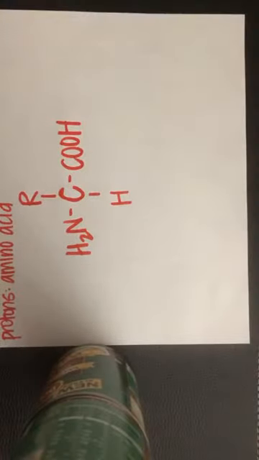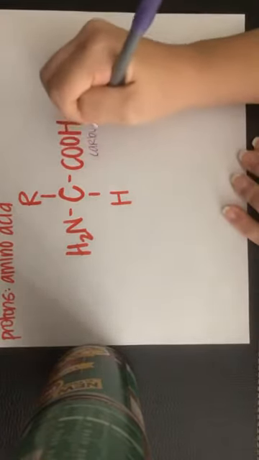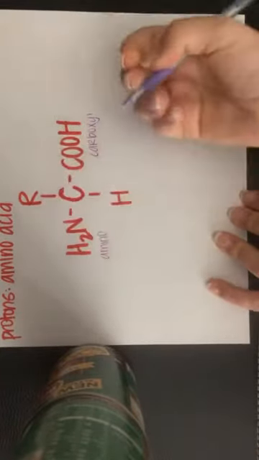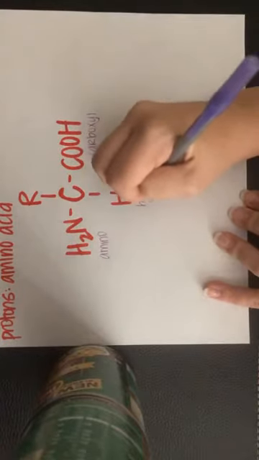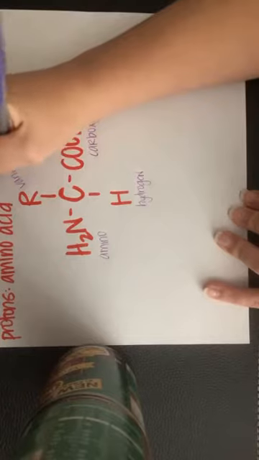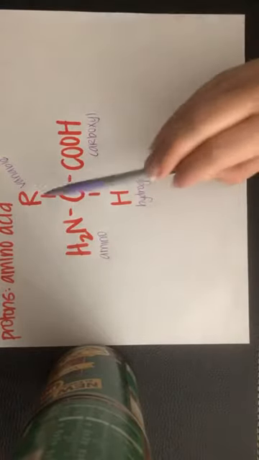okay? So let me get those labeled for us. So we have our carboxyl, we have our amine, and then we have, of course, a hydrogen, and then we have this variable R group. And so every single one of your amino acids is going to be the exact same, except for this R group. This R group is going to be different with our 20 different amino acids.